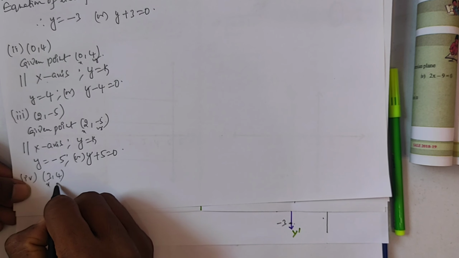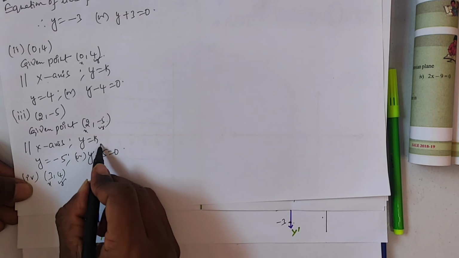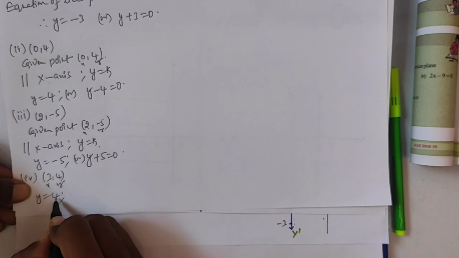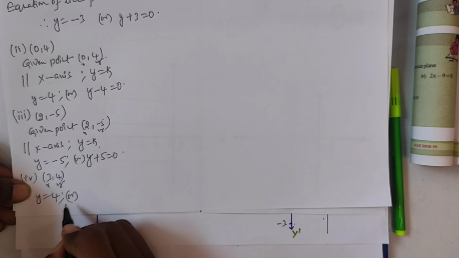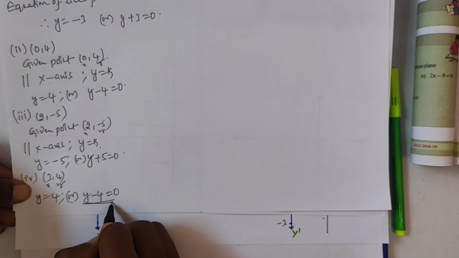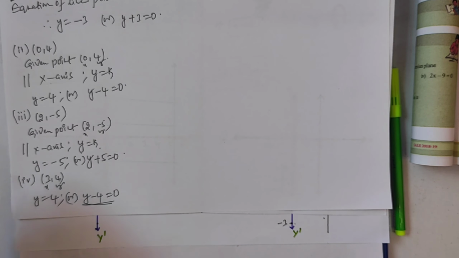This is the x and y. We know that y is equal to a constant here. What is the constant we are having here? 4. Transpose, or you can say transpose plus 4 becomes minus 4. Then y minus 4 is equal to 0 is the required equation.